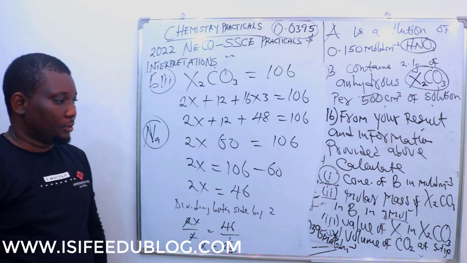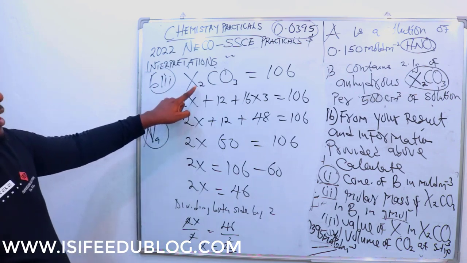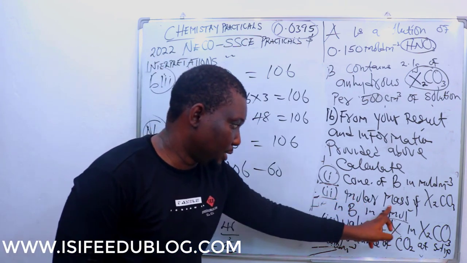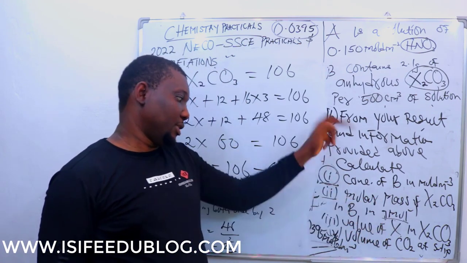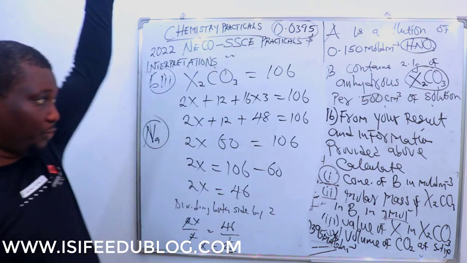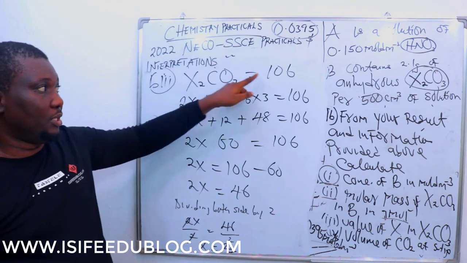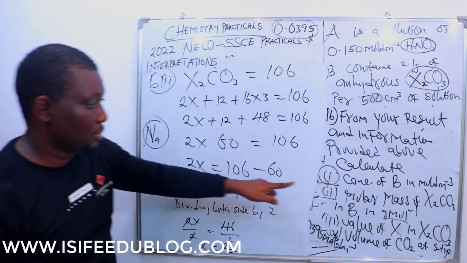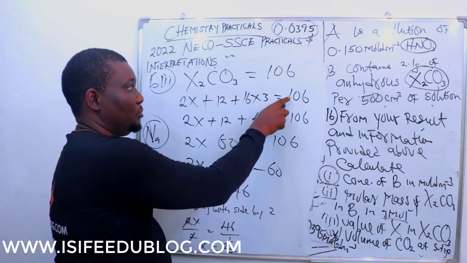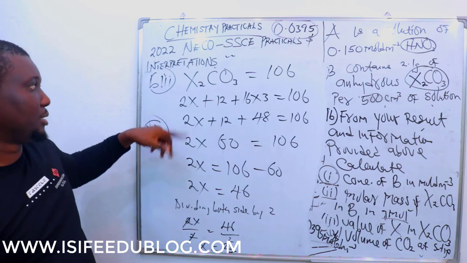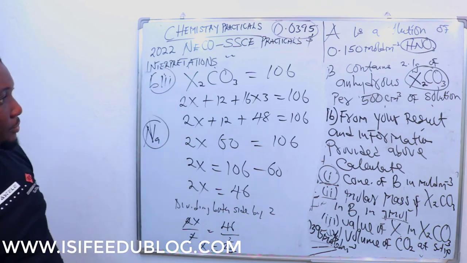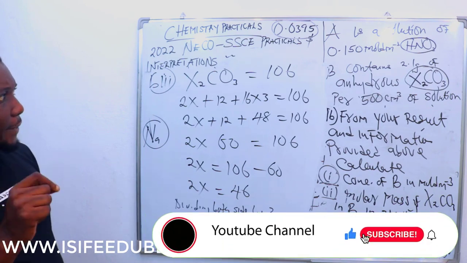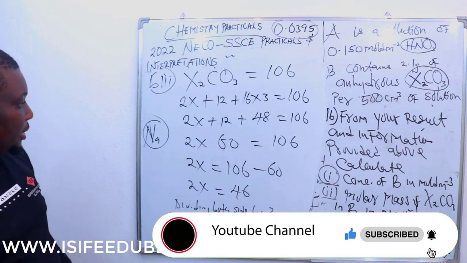But you cannot know the value of X if you don't know the molar mass of X2CO3. Supposing they don't give you the molar mass in the question, but you see the value of X, you have to solve previously to find the molar mass, which is 106. So you cannot find the value of X if you don't know the molar mass. That is the point you need to know there.